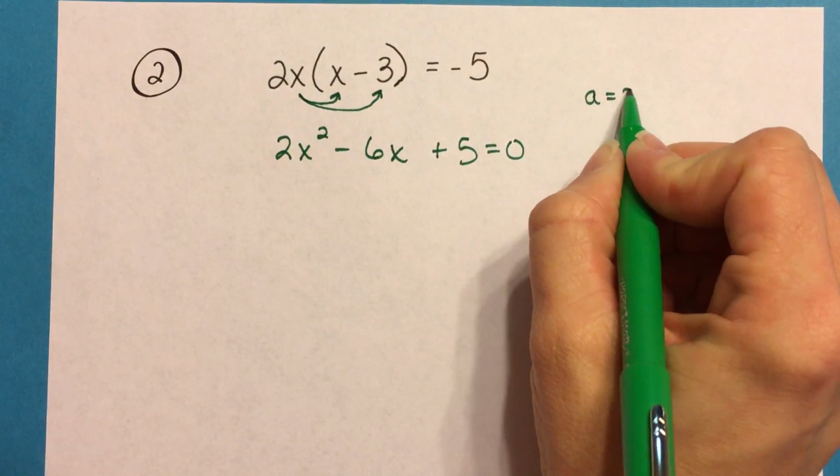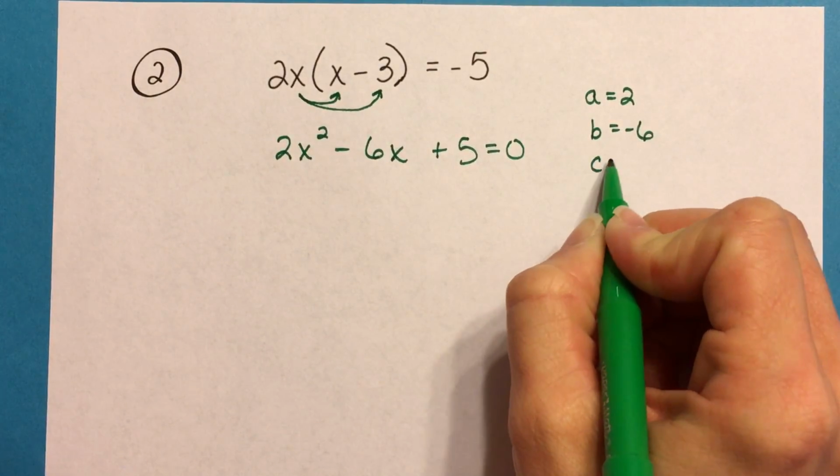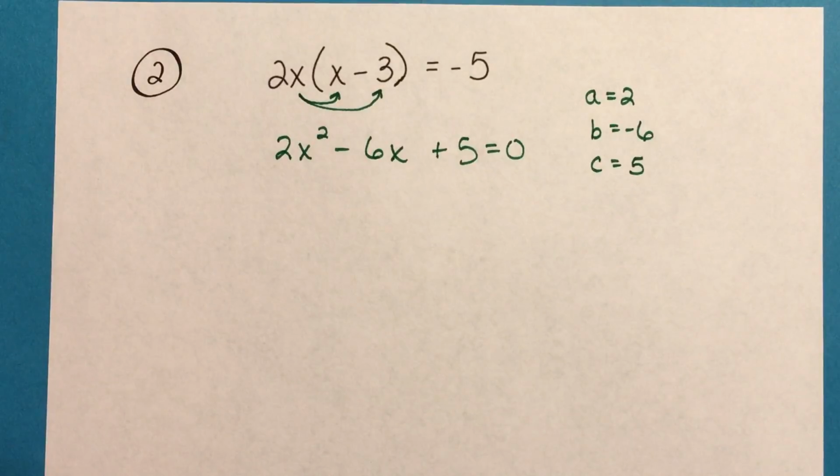Okay, so A is going to be 2, B is going to be -6, and C is going to be equal to +5.